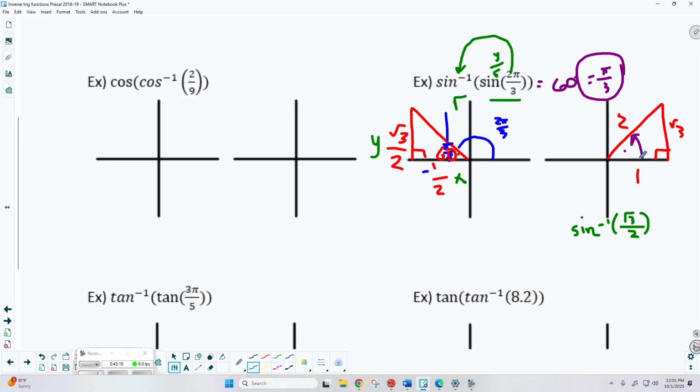Okay, how many folks got pi over 3? Good, good. Okay, just like anything else, it takes a little bit of practice. Good job. Okay, so we're going to go ahead and call it quits right there.